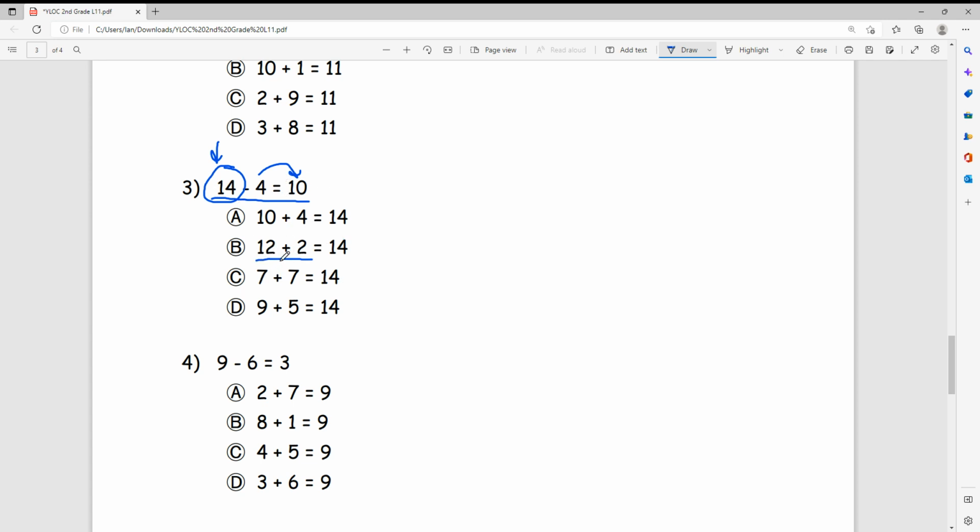7 plus 7 equals 14. 7 and 7 aren't used in this equation. 9 plus 5 equals 14. 9 and 5 aren't used, so A is our answer.